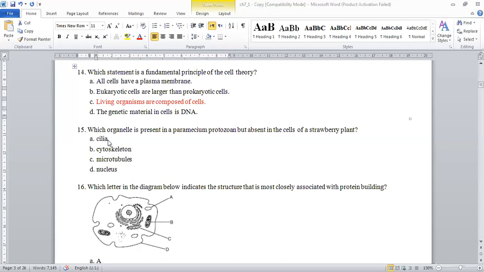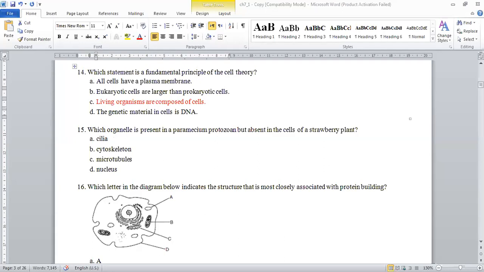What is the job of cilia? Do you want me to say the job of cilia? Yes. Cilia aids in moving the cell and moving some substances along the surface of the cell.